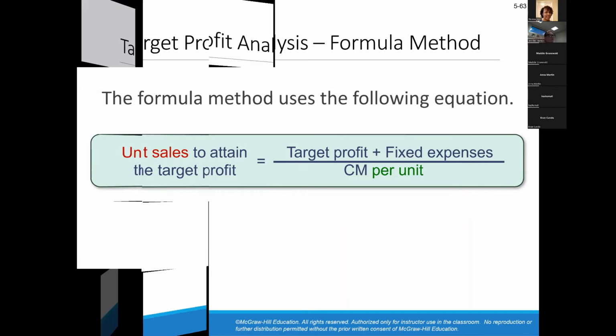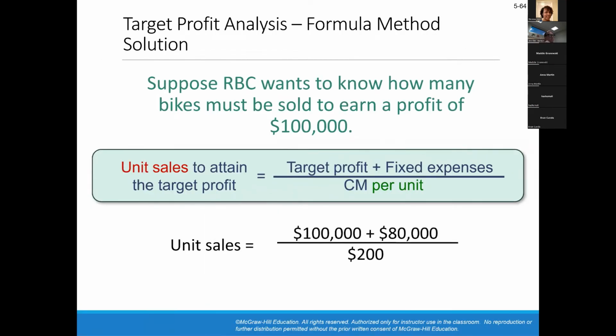Because remember, we had that 100,000 in profit that we want to make, and we have the 80,000 in fixed expenses to cover. So it's 180 divided by 200, which gives us our 900 units.